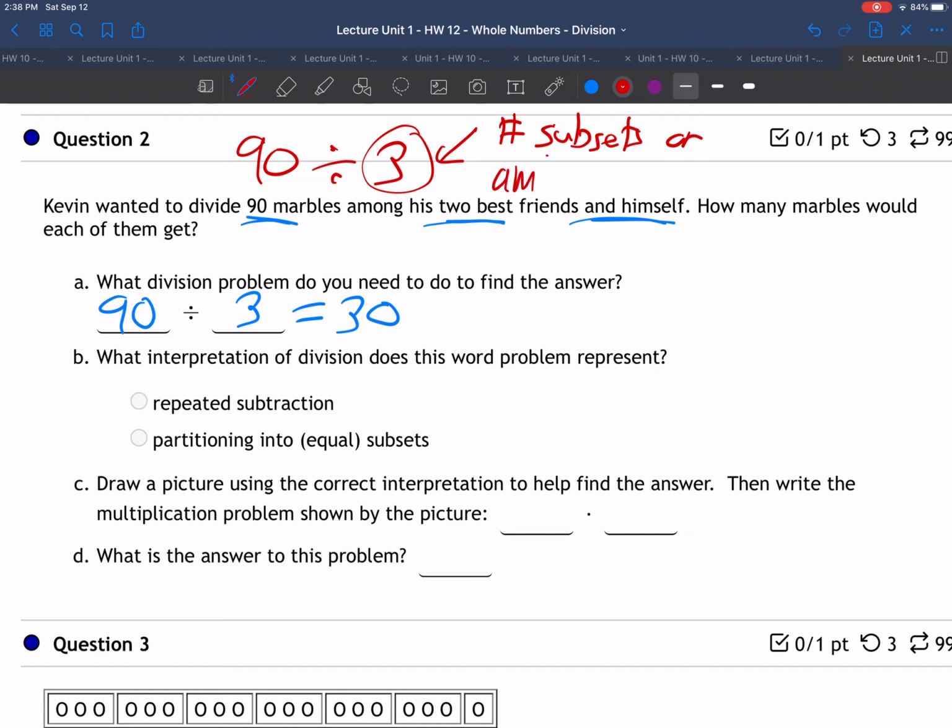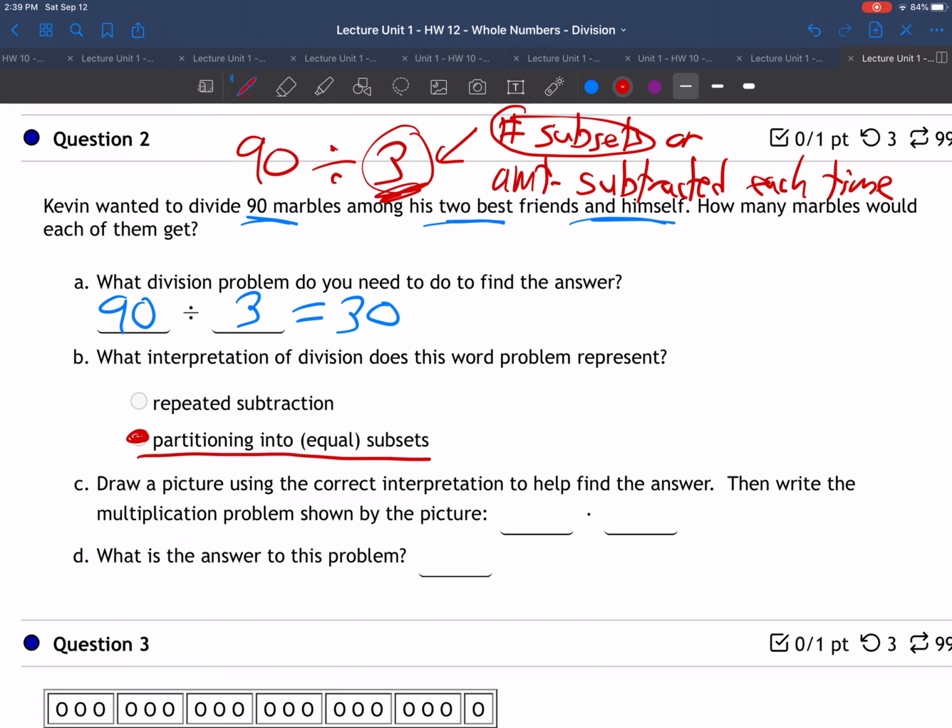Or is it the amount subtracted each time? That's how you'll know whether the division word problem is mainly emphasizing repeated subtraction or partitioning into equal subsets. So what is the 3? Is the 3 the number of sets, the number of subsets? Yes, it is. It's not the amount subtracted. We're not taking 3 marbles out of the 90 every time, are we? We're not repeatedly taking 3 away. So this is partitioning into equal subsets.